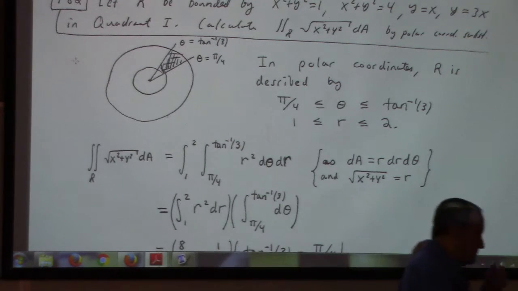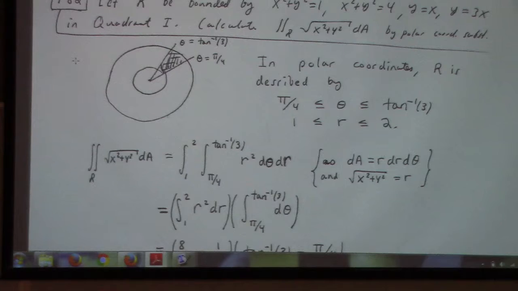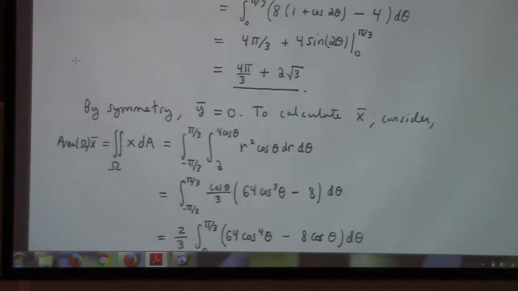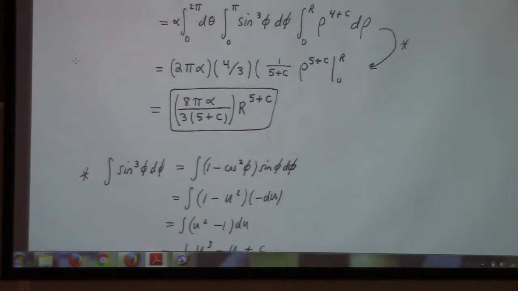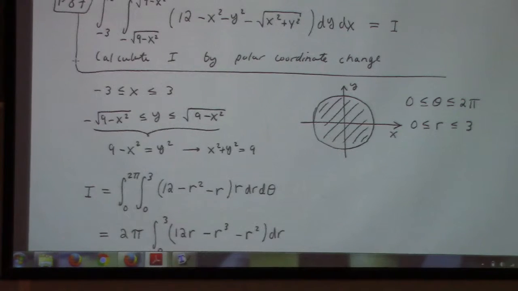The only thing that could have limited theta in that problem was the x bound. Let me go back to that problem. Which one were we talking about? This one? The x bound is just negative 3, which is just the bound of the circle already. So if it was any different from that, it might have limited it.